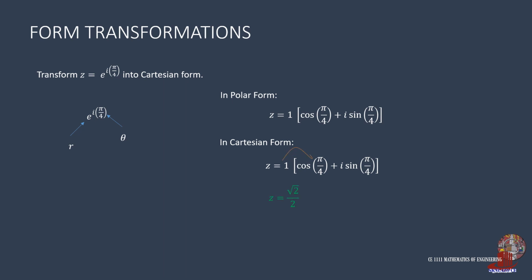So 1 times cosine of pi over 4 is root of 2 over 2. By multiplying 1 times i sine of a quarter of pi, we get root of 2 over 2 i.